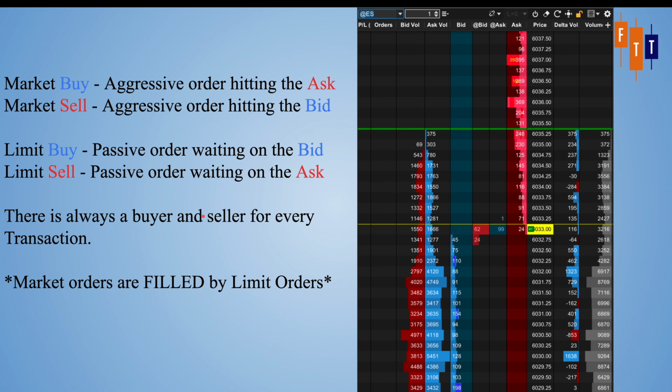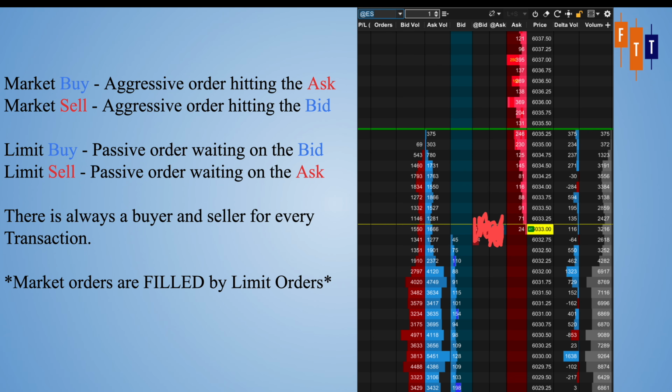All right, there's always a buyer and a seller for every transaction. If this column in the middle is empty and there is no one placing market orders, the market will not move up or down. These limits, these bids and asks do not fill each other. There has to be someone willing to hit the market to ask.